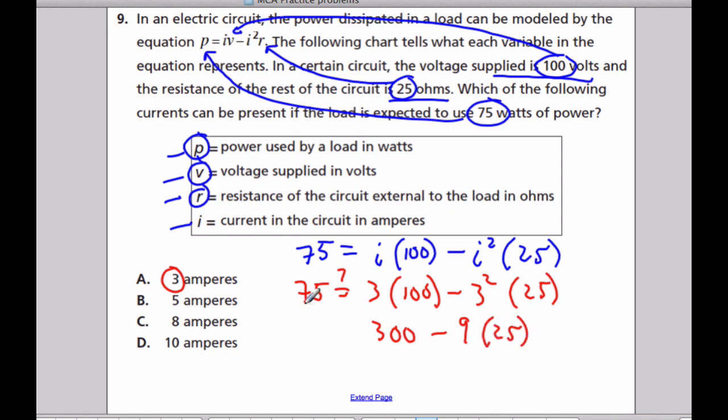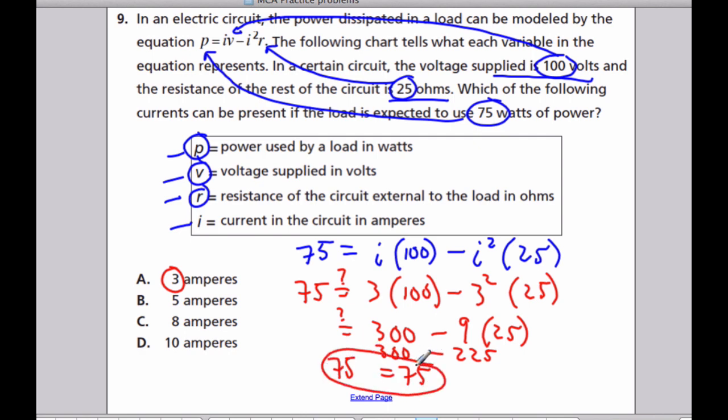The 75 on the left-hand side, I'm not sure. That's what I'm wondering. Are they equal? Let's finish this: 300 minus 9 times 25, which is going to give you 225, which gives 75. Does that equal 75? Wow, nice. Right off the bat, we have found that 75 equals 75.